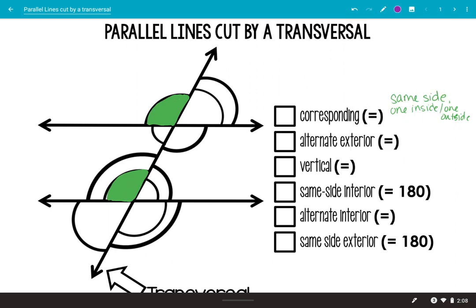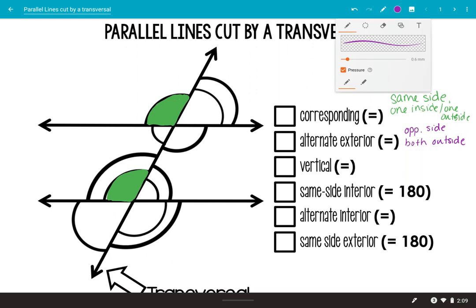So the next one, a little bit thinner, is going to be alternate exterior. So alternate means one on each side, and exterior means they're both on the outside. So they're on opposite sides of our diagonal line, and they're both on the outside. And they are going to be both equal in size, okay? We're going to talk more about that next video. Today is just, can you name them?